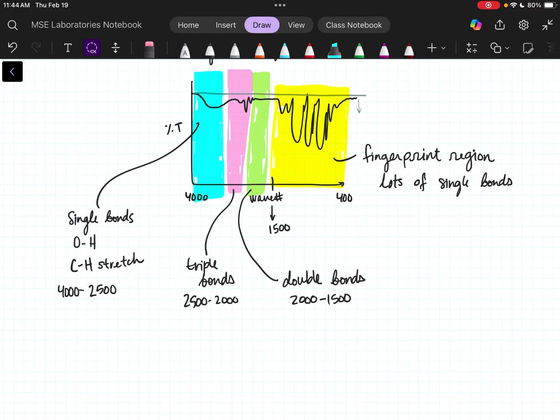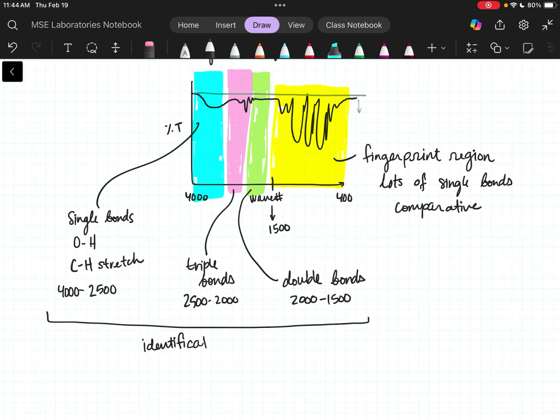In the fingerprint region, we don't attempt any of that sort of picking peak by peak. We really use this similar to a fingerprint where we overlay a known material with this region and we're like, does it match? Does it not match? So this is more comparative. While the other three regions we're going to use a little bit more for identification.